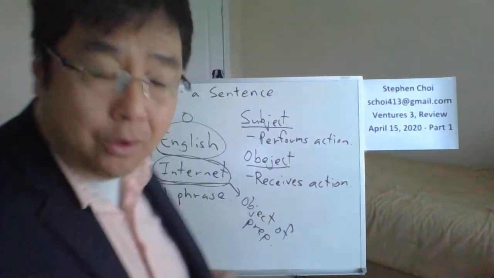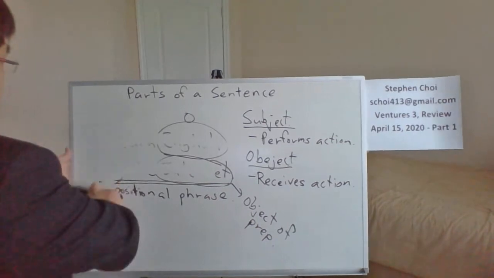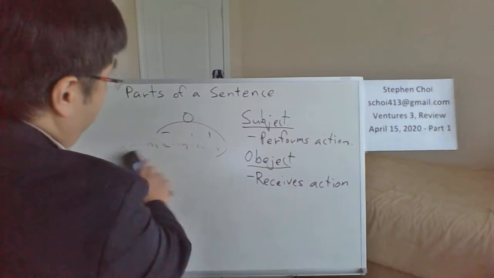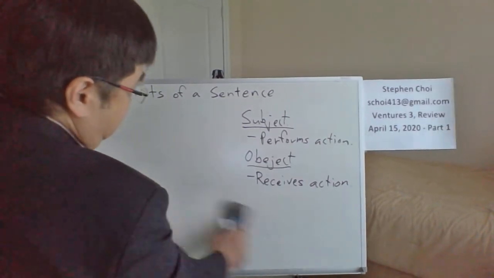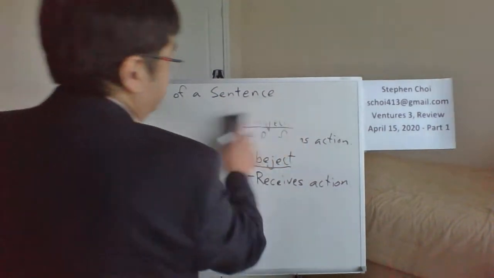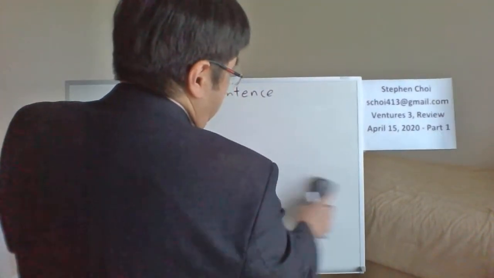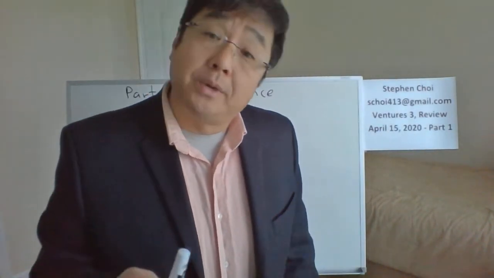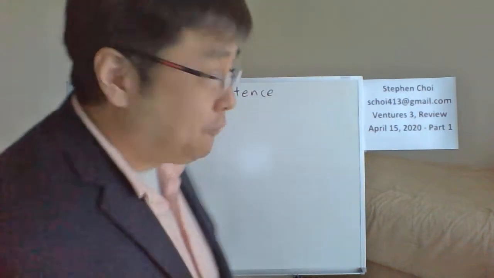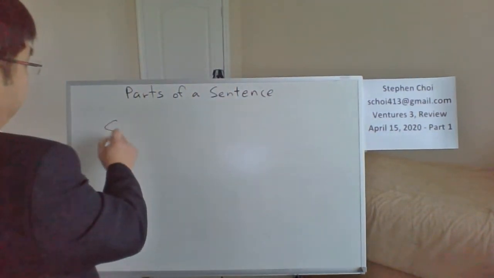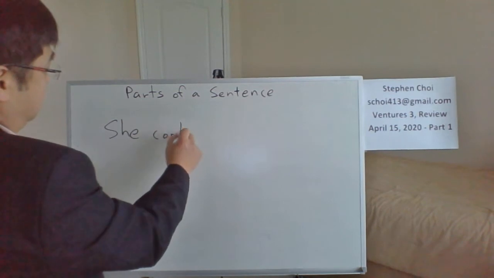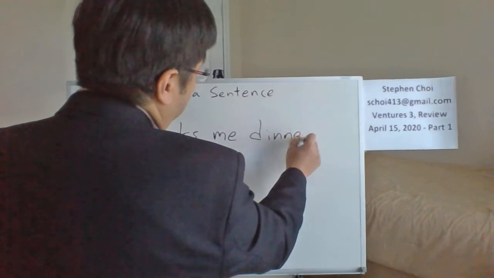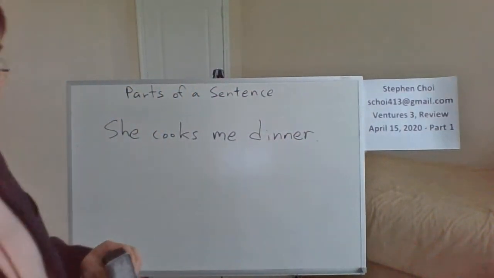Well, maybe one more thing, okay? Let's talk about a sentence with one more thing. We might see this. Let's just erase all that. All right, let's make a sentence with another part. All right, what if I wrote, okay, all right, that's the sentence.